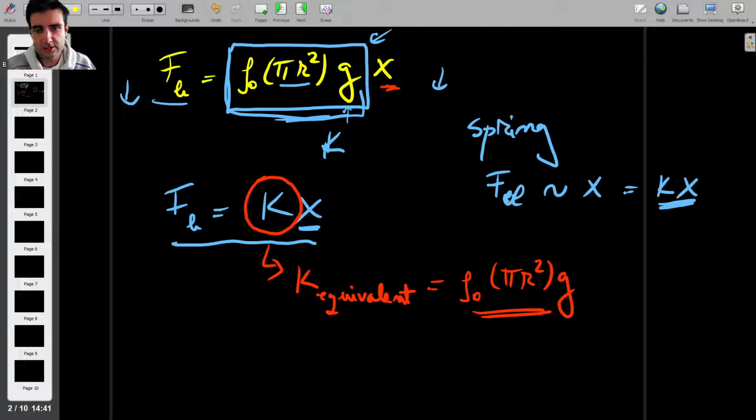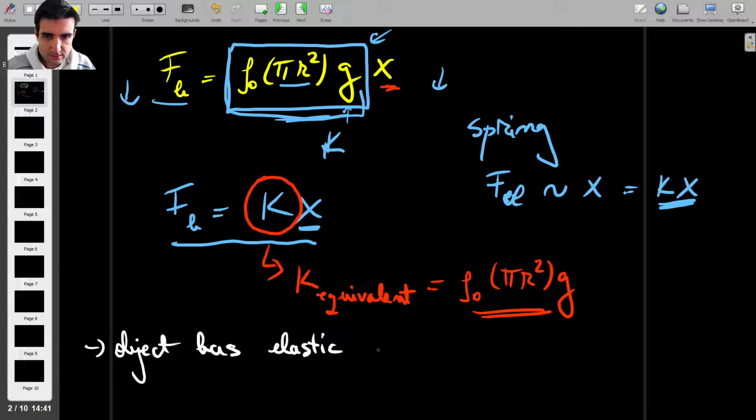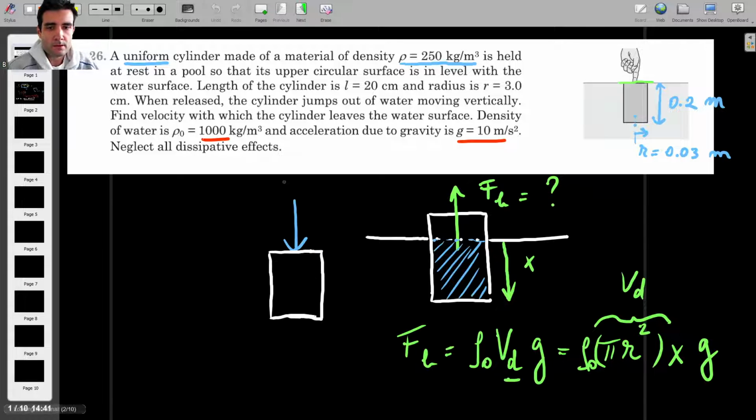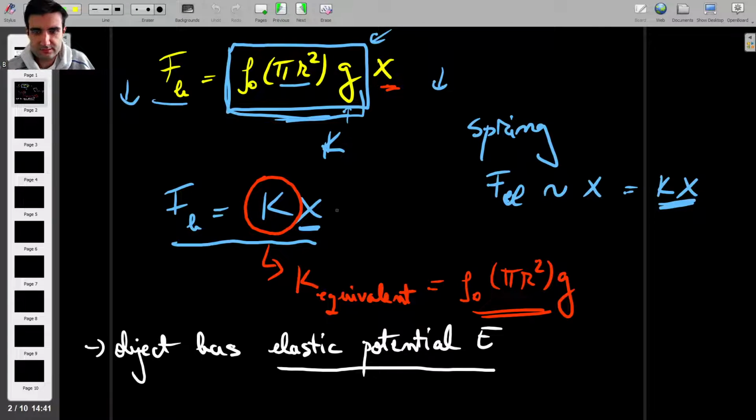So if the water acts like a spring, it means the object has elastic potential energy. So we're going to apply conservation of energy, therefore, and this is how you get to the answer much faster. The reason I spent some time here is to give you an idea and to try to make you understand that the water is, from a mathematical point of view, acting identically to a spring.